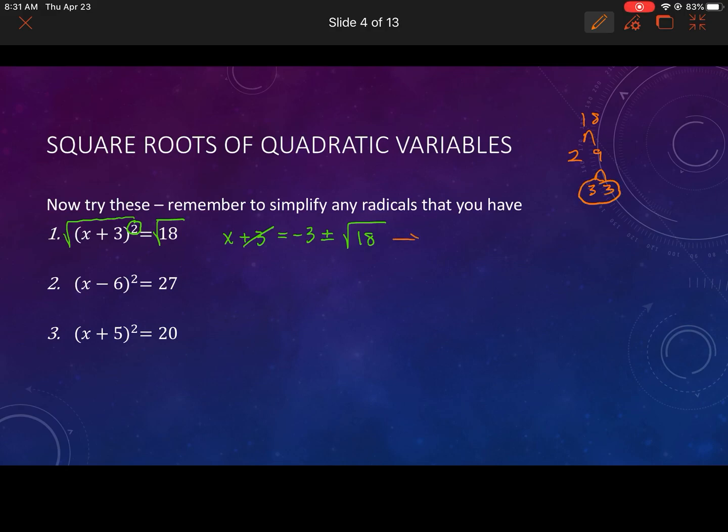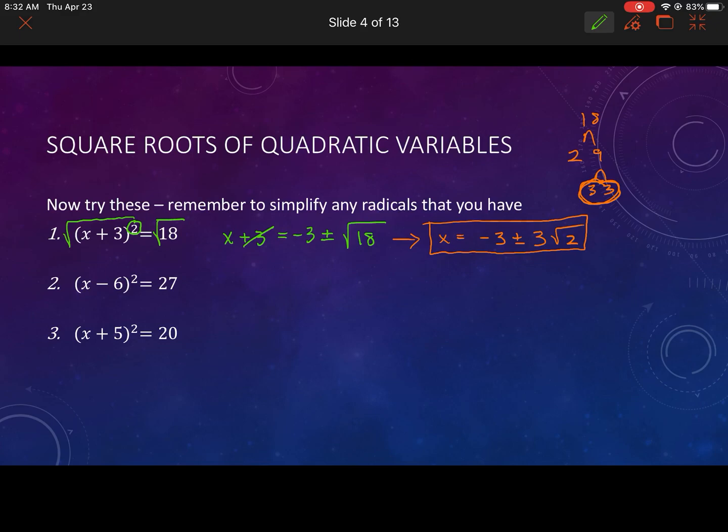So I can simplify this a little more by saying that x is equal to negative 3 plus or minus 3, because I have a pair of 3's, times the square root of 2. I don't have two radicals that are the same, and hopefully you remember the rule that they have to be the exact same radical in order to add or subtract them. So this is as far as I can take this. These are my two answers: negative 3 plus 3 radical 2 and negative 3 minus 3 radical 2.